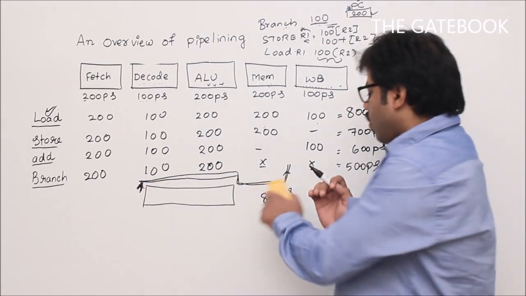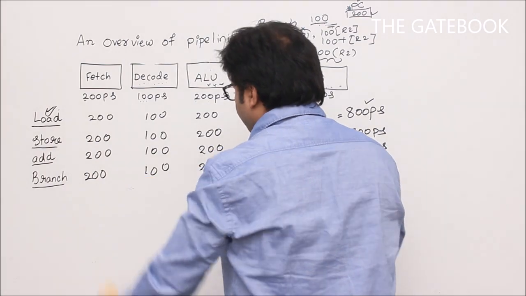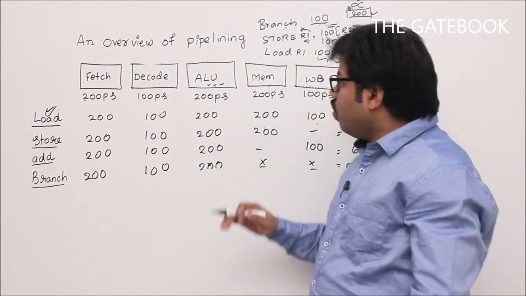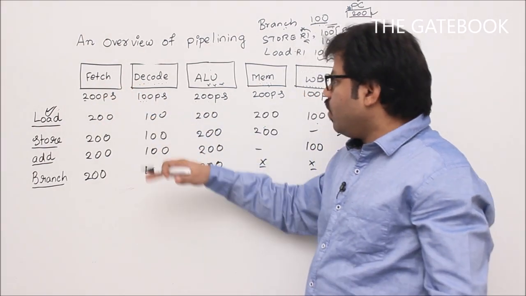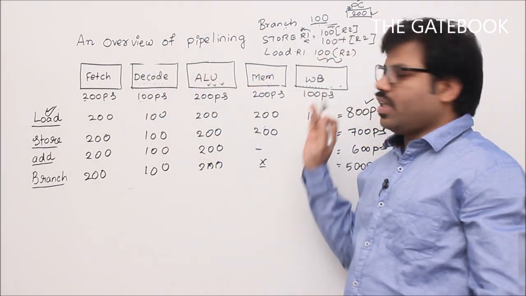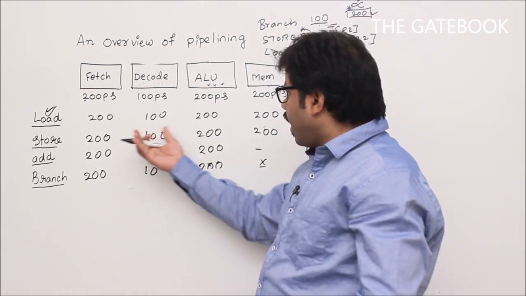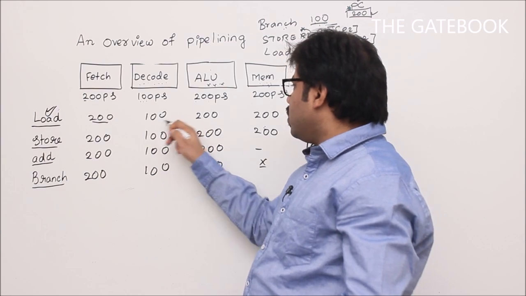Remember it. Now let's come to pipelining. In pipelining, what we are going to do is divide the circuit's work into 5 stages like this, right? 5 stages. So now each stage requires how much time? Sometimes 200, sometimes 100.